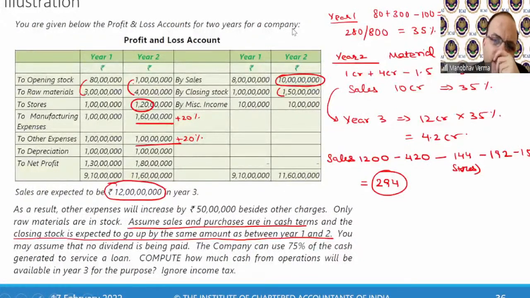My question to you is, think logically. My cost of materials consumed in this case was 420. What was that in the last year, guys? The last year was 350. So there was a change from 350 to 420, between year 2 and year 3. What is the cost of material consumed? 350 to 420 here.